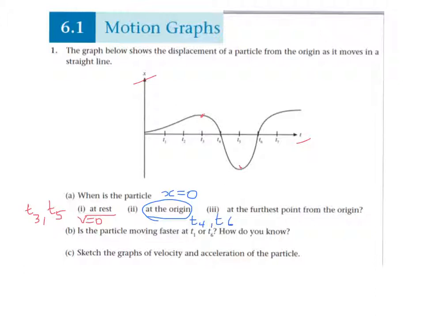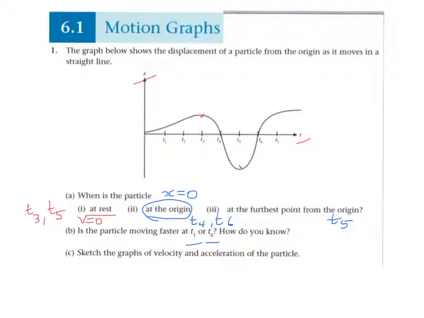When is the particle at the furthest point from the origin? So that's going to be when its displacement from the origin is the furthest. So remember, here's the origin. Going up here is moving away from the origin, and going this way is moving away from the origin. So is this point further away from the x-axis, or is this point? I think it's this point here, and that's going to occur at T5, because the question's asking when. Okay, so that's T5.